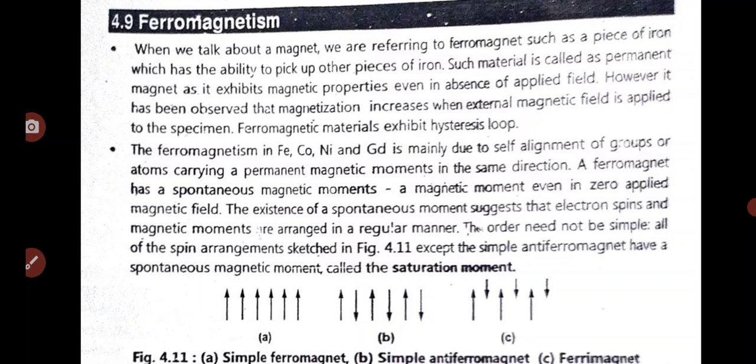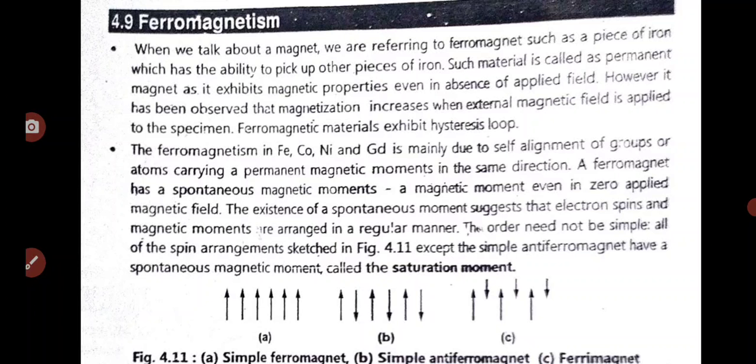In the figure below, the simple ferromagnet and ferrimagnet have spontaneous magnetic moments, called the saturation moment. There are different alignments for the simple ferromagnetic, simple antiferromagnetic and ferrimagnetic materials. Understanding this vector or lattice alignment, we have to know the crystal alignment of a ferromagnetic substance, an antiferromagnet, and the type of ferrimagnet.